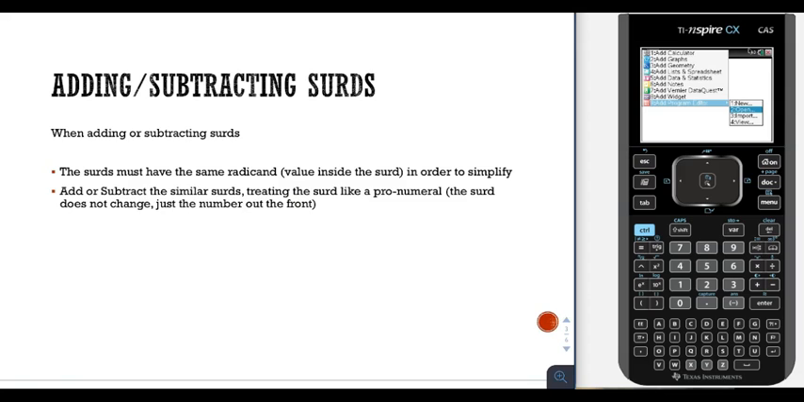Alrighty, so adding and subtracting surds. The highlight of this is that in order to add or subtract, you do need to have the same radicand. So the value inside the surd has to be the same in order to be able to simplify. If it's not the same, then you just simply say cannot simplify.